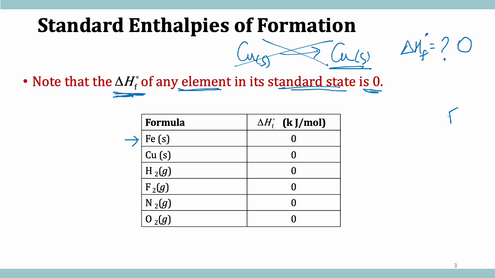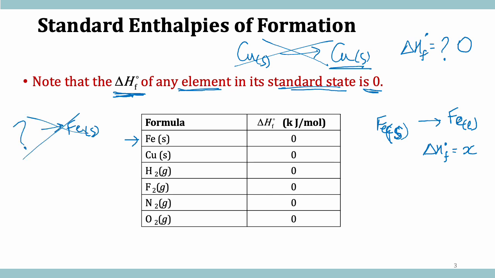If instead I say iron liquid, then it could be different, because iron naturally exists as a solid. So I will get solid iron and I will convert it into iron liquid. This delta H naught F will have a certain value, let's say X. But if I'm asking you what is the heat of formation of iron solid directly, we are not forming this from something else. This is not a reaction, so it is 0. This is how it naturally exists.